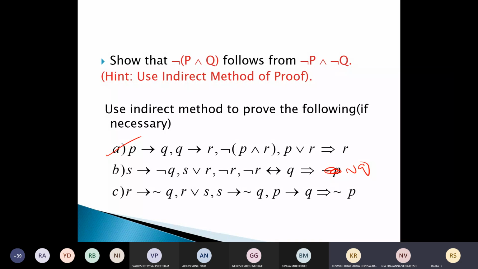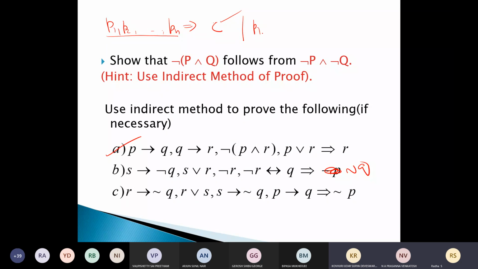So in propositional calculus, there is something called an indirect way of proving something. Usually, direct way means what? From the given set of premises, you will arrive at the conclusion directly. There may be some premises, P1, P2, some Pn, and your conclusion will be C. So use all these premises and come to the conclusion C. This is called the direct method.